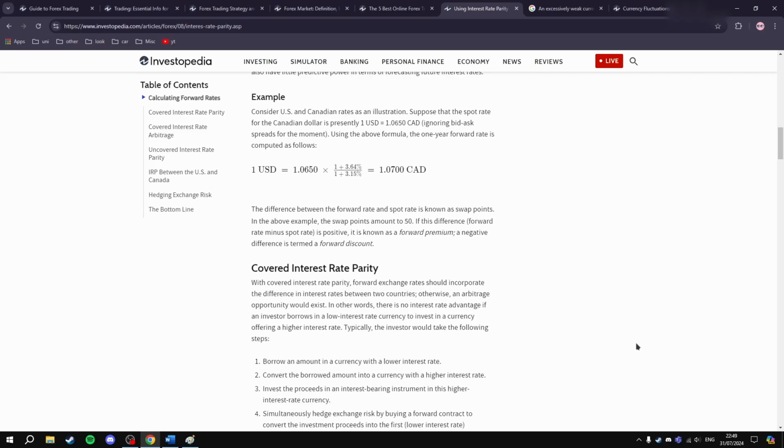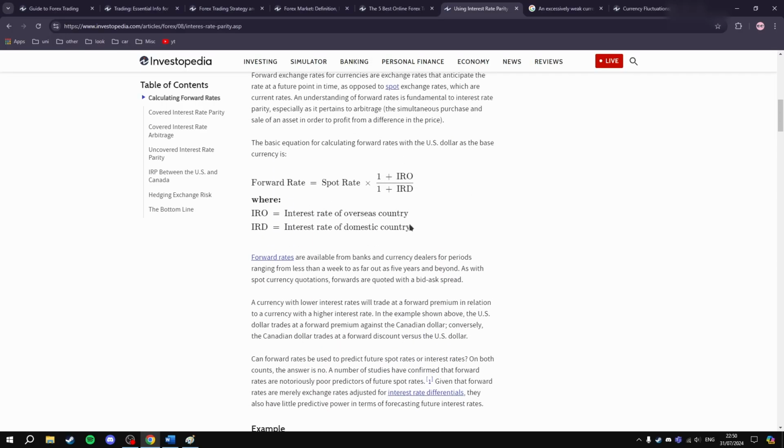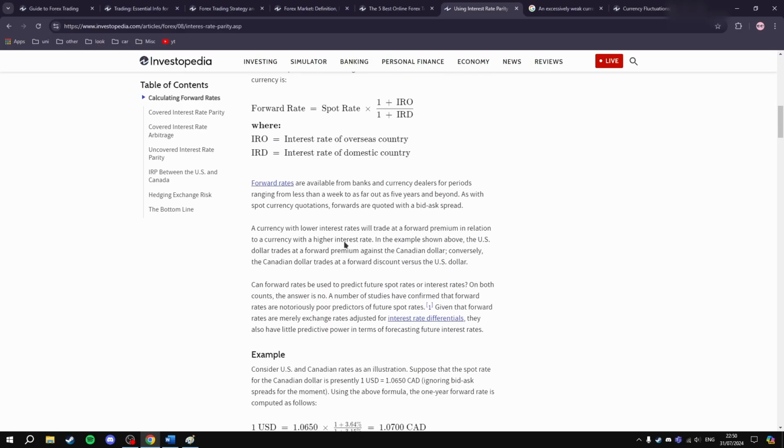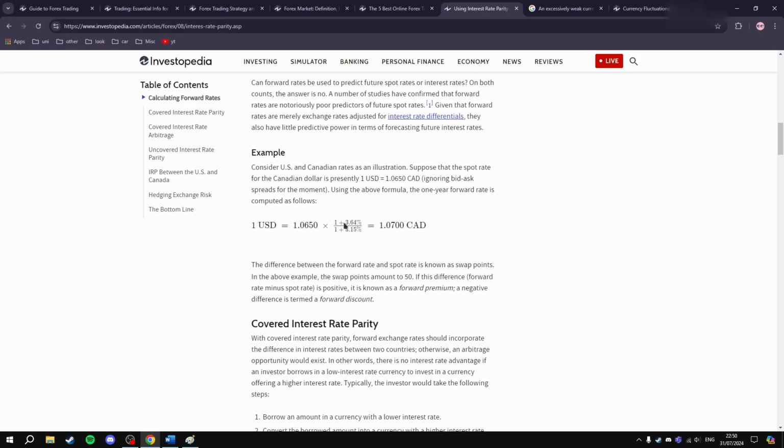Example. Consider the USD and CAD rates as an illustration. Suppose our spot rate for the CAD is presently 1 USD equals 1.0650 CAD. Ignoring bid-ask spread for a moment, using the above formula, the 1-year forward rate is computed as follows. The top one is overseas and the bottom one is domestic. So overseas is the CAD, the bottom one is the USD interest rate.